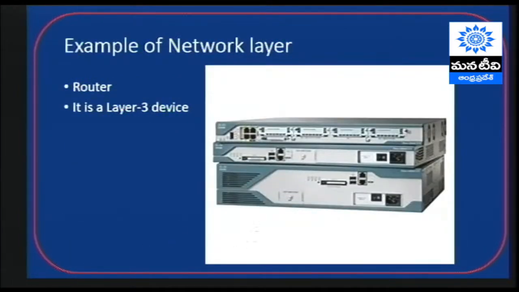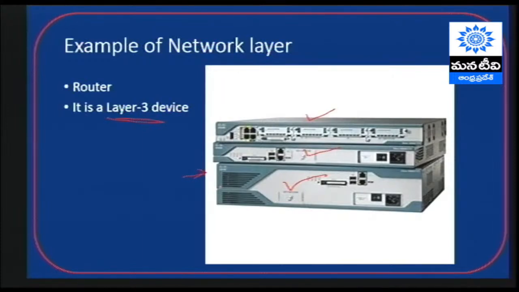You can see here, these are the different categories of routers. You can see these are all Cisco routers, 3 different products available for small, medium and large organizations. And this router is also called a layer 3 device. So this device is facilitating the communication from one network to another network.